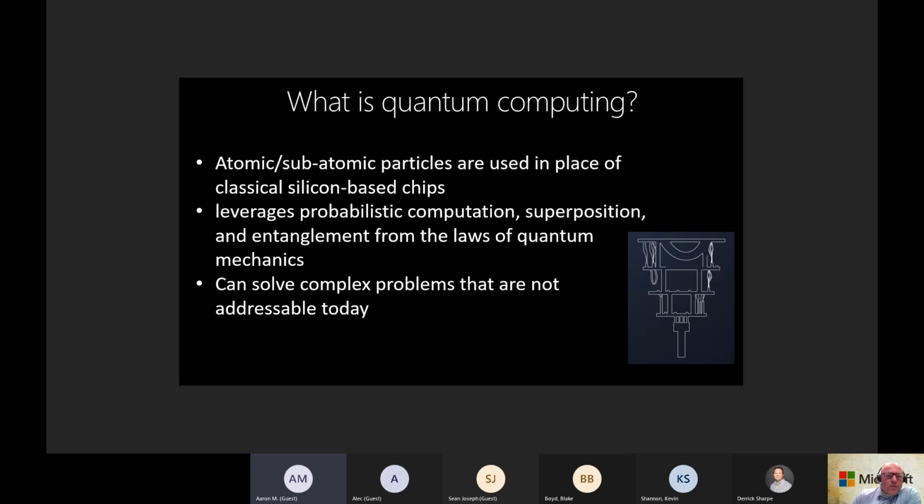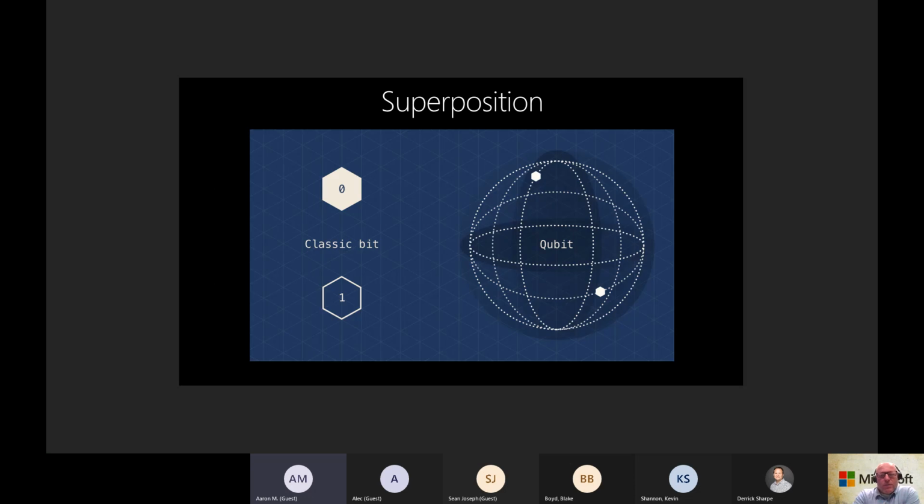So we talked about those three main higher-level components, and the first one is really superposition. If you think about a classic bit in binary, or within a transistor, you basically have zeros and ones: on, off, 0, 1, true, false, yes, no. With quantum particles, you basically have a certain probability of being 0 and a certain probability of being 1, due to a phenomenon known as superposition.